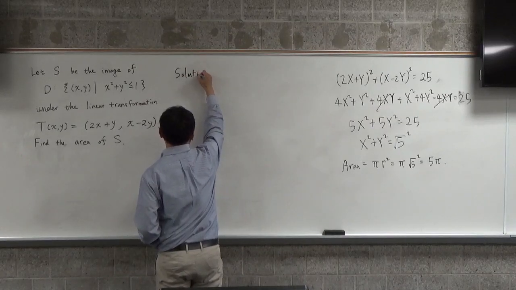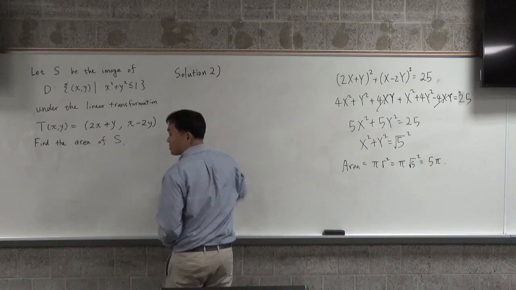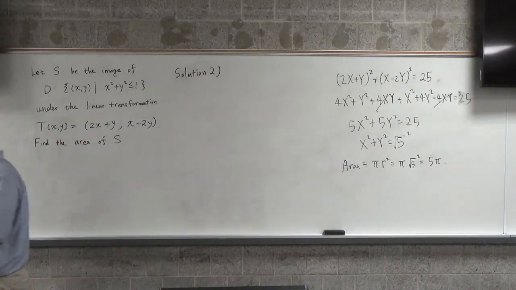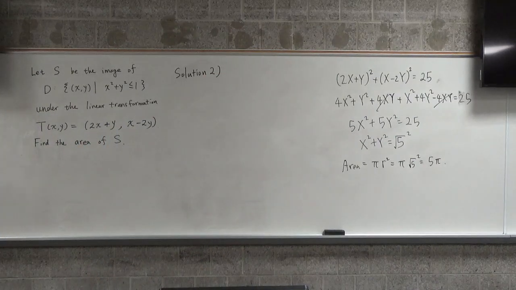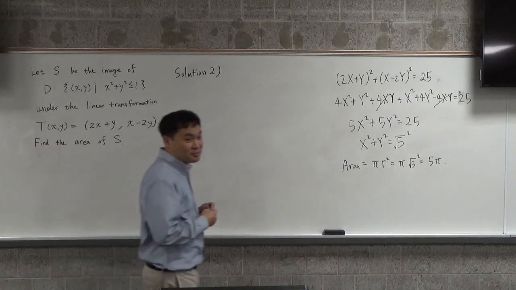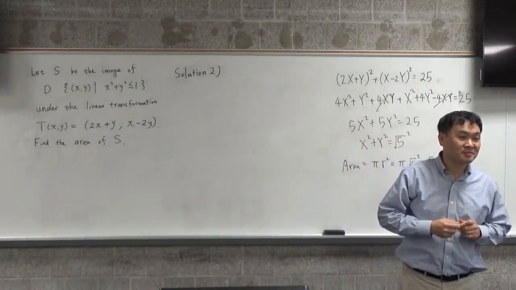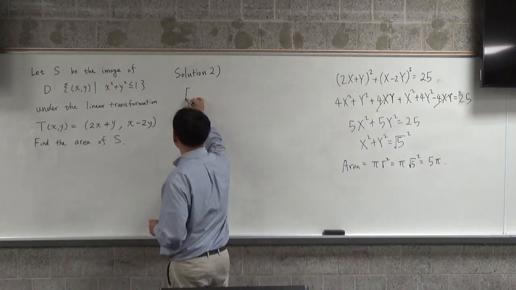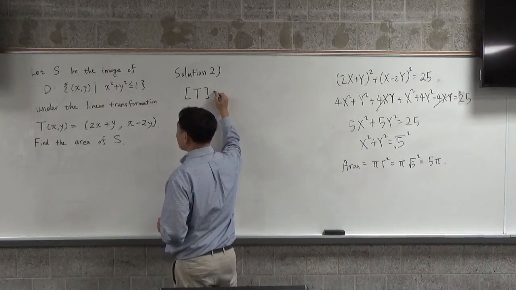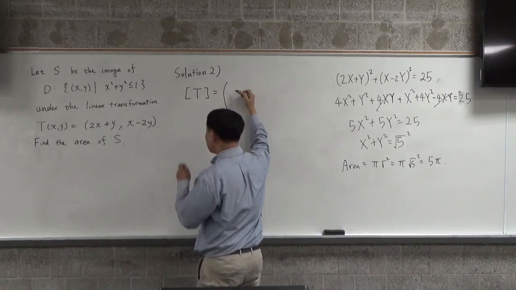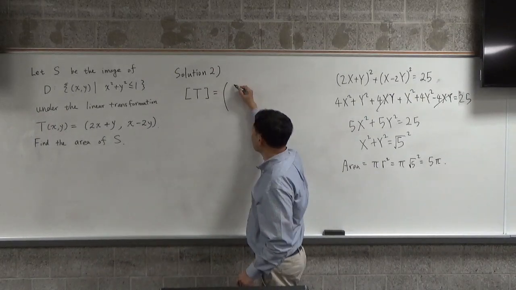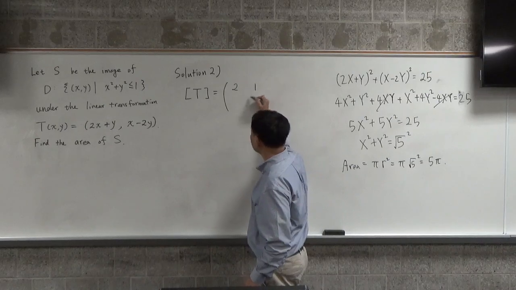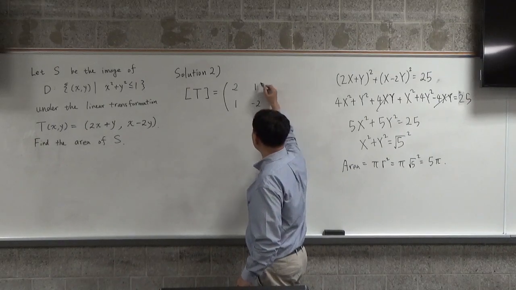Solution 2. What's a simpler solution? Does anyone know? Use the determinant. Determinant, okay. So let's think about the determinant of T. What's the determinant of T? 2, 1, 1, negative 2, right?